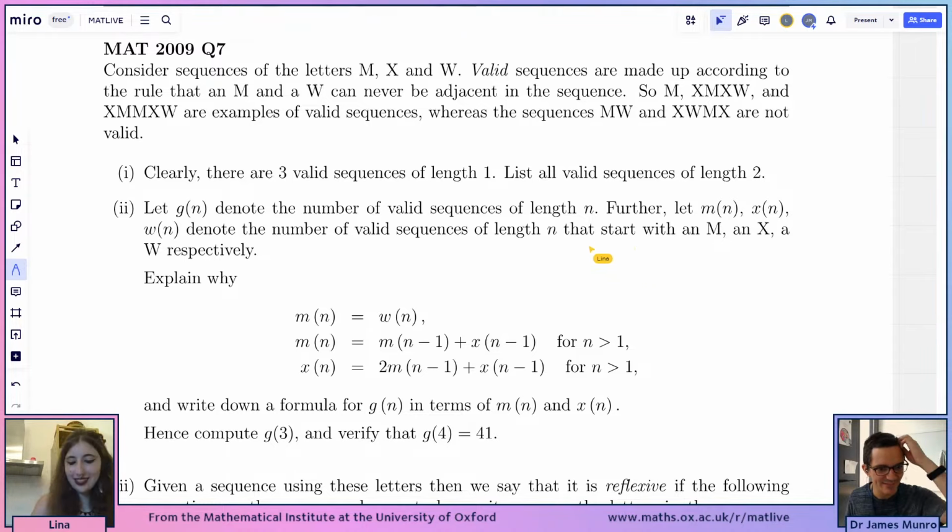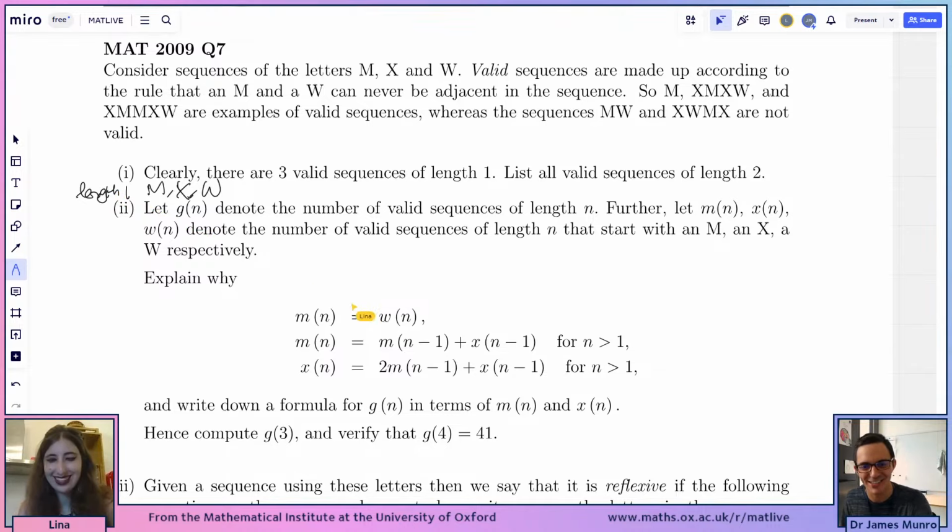Yeah, so if we're looking at the length 1 sequences, we've just got M, X, and W, the 3 letters we can use, and they're all valid sequences because on their own they don't have any rules about them. So we've got the 3 sequences of length 1 here. Yep, nice, thank you. So I'll let you do the actual question as well.